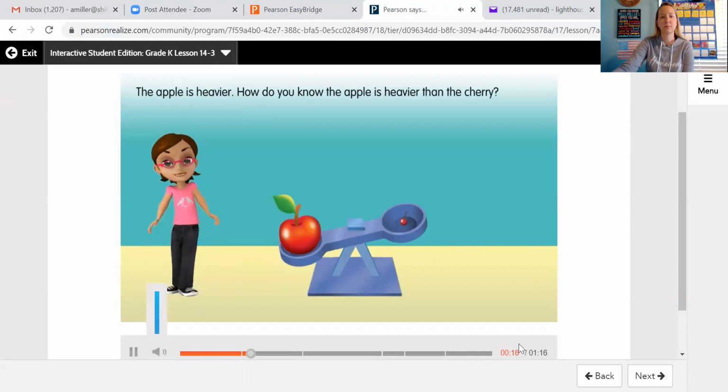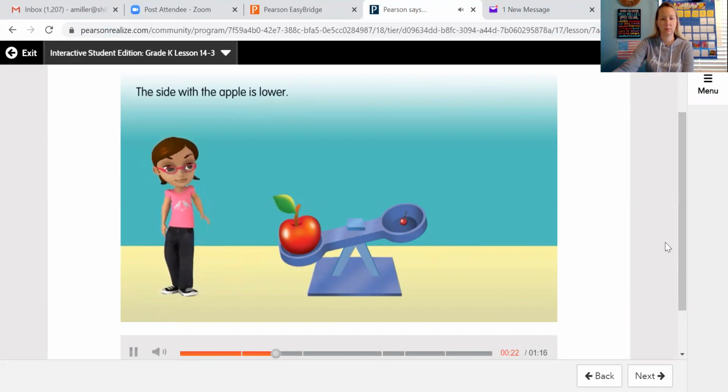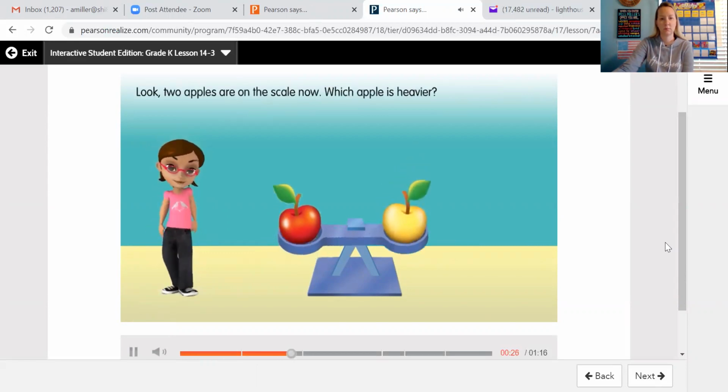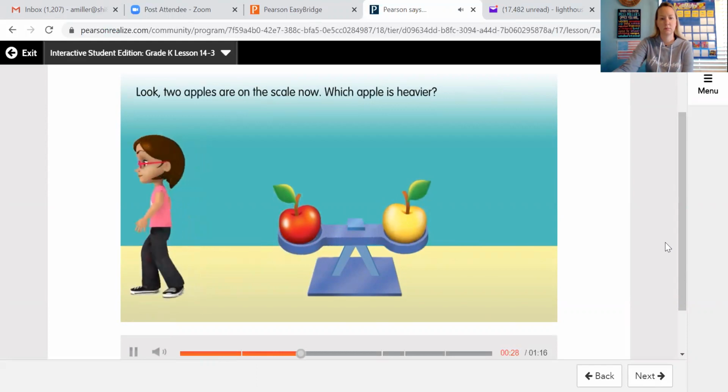The apple is heavier. How do you know the apple is heavier than the cherry? The side with the apple is lower. Look, two apples are on the scale now. Which apple is heavier?